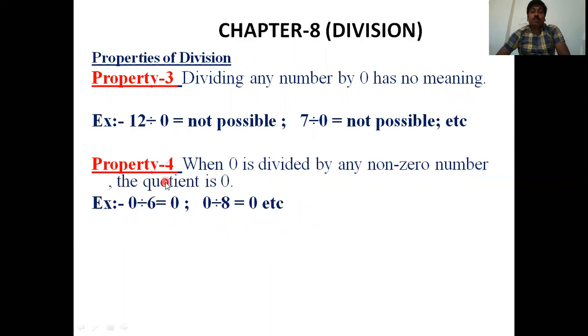Now property 4: when 0 is divided by any non-zero number, non-zero means the value should not be 0. Now 0 divided by 6, we get 0, and 0 divided by 8 is equal to 0. Here 6 and 8 are non-zero numbers, meaning numbers other than 0. Okay children, I hope you understand these properties.